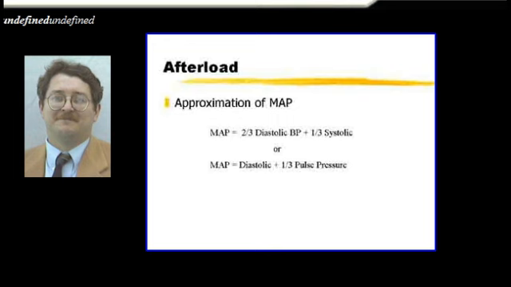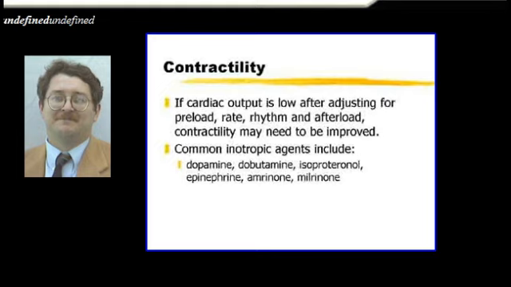The first being taking 2/3 of diastolic pressure and adding 1/3 of systolic. Another, and perhaps easier, way to do it is to take the diastolic and add 1/3 of the pulse pressure. Now, the last thing that one can modify is the cardiac contractility, and if cardiac output is still low after adjusting for preload, rate, rhythm, and afterload, it may be necessary to improve contractility. This is often done by infusing an inotropic agent, such as dopamine, dobutamine, isoproterenol, epinephrine, amrinone, or milrinone.